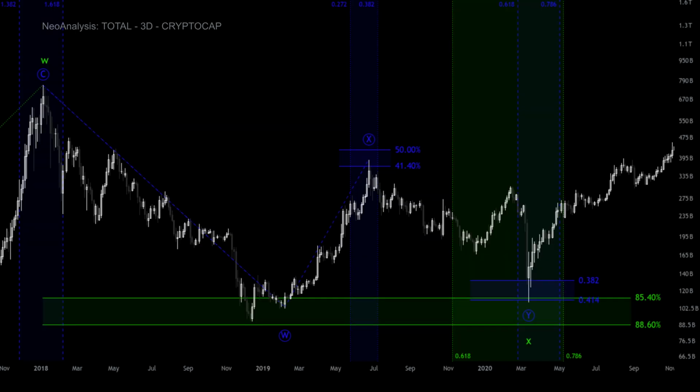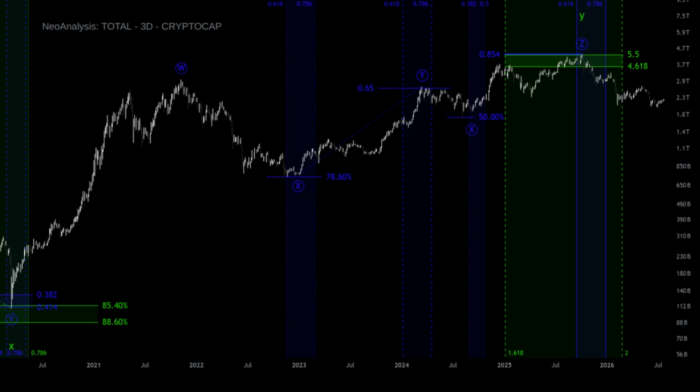Inside CGX is a choppy, complex corrective structure labeled PBwxy. The primary blue W wave is the internal leg that nearly reaches the 88.6% retracement of CGW in price, while PBX retraces PBW by nearly 50%. PBX is also compressed compared to PBW, lasting only between 0.272 and 0.382 times the duration of PBW. PBY appears truncated, reaching just over 0.414 times the price range of PBW, and terminating between 0.618 and 0.786 times the duration of PBW.